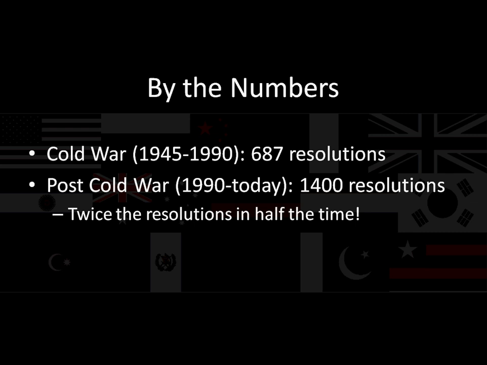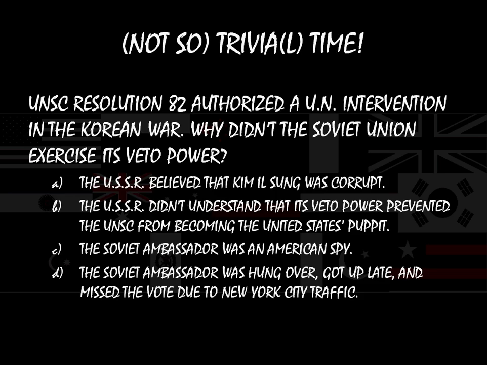The Persian Gulf War, of course, the United States had a bulk of the military might there, but that was an international effort with a lot of countries backed by Security Council approval. And that gives us a nice transition back into that trivia question. So why was it the case that the Soviet Union did not exercise its veto power when the United Nations sent a security force to Korea?